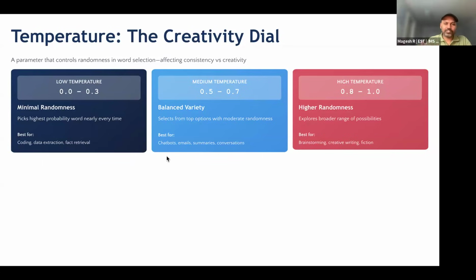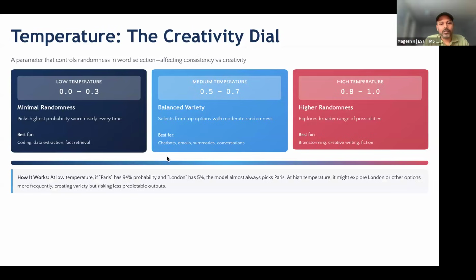Medium temperature is for a different set of applications, so you have to choose the right temperature. And this is the only knob that you have to control which words the model is going to pick next and respond back to you.